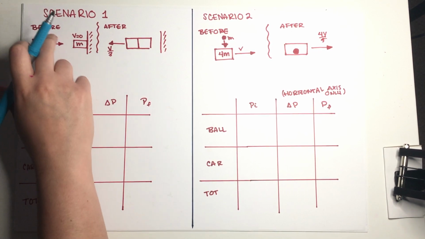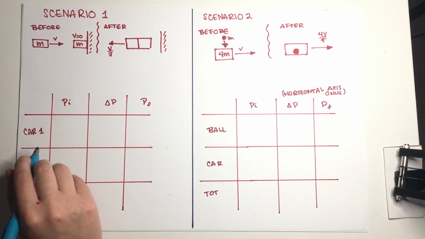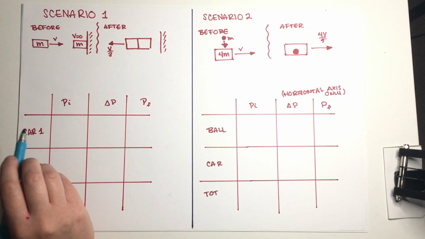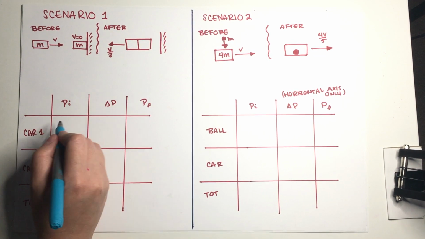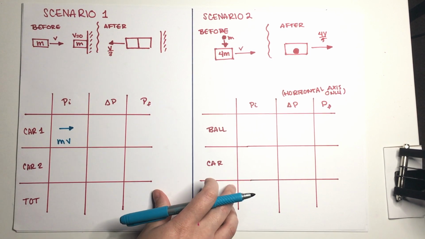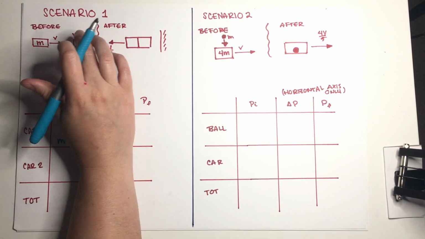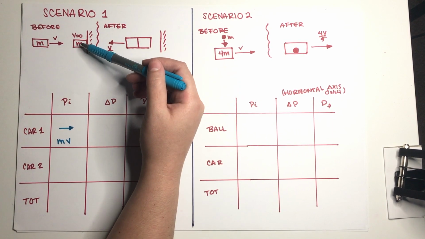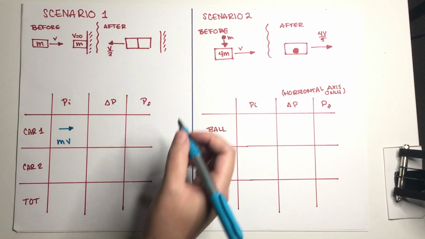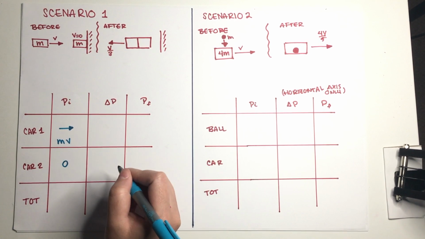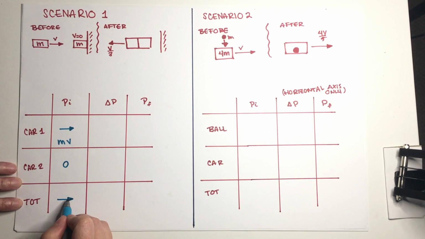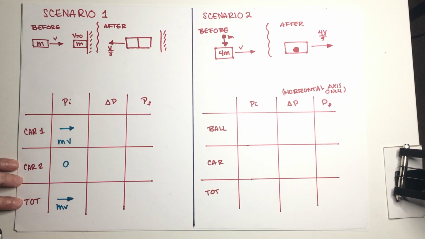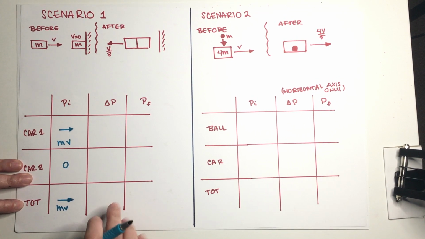So for this car, which is the one on the left, we do have an initial momentum because we have a mass and a velocity, so we're just going to go mv, going in this direction. Now for car 2, we do not have an initial momentum because the car has a mass, but it is not actually moving. Now the total just has to add up in the column, so the total is just going to be mv right here.